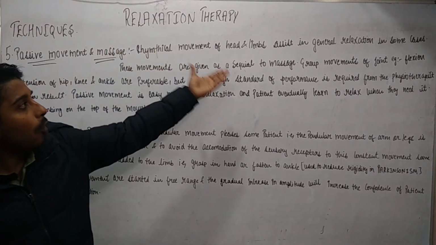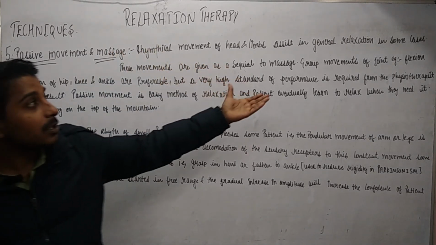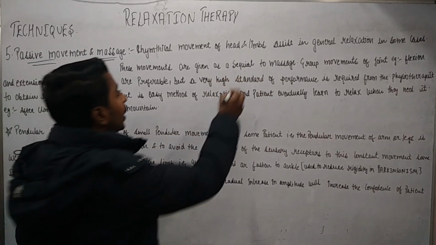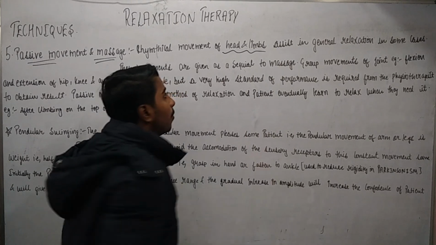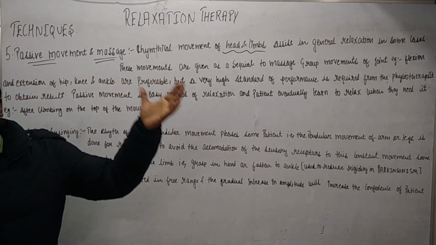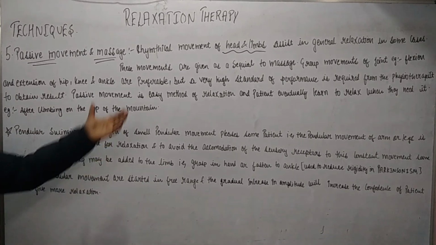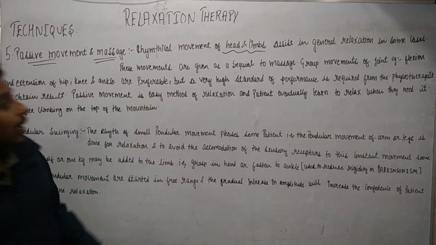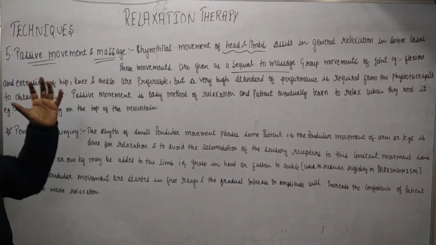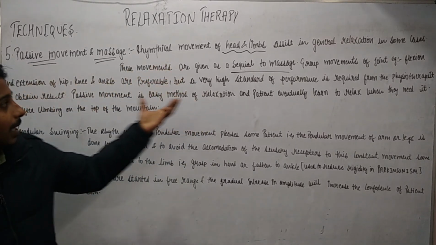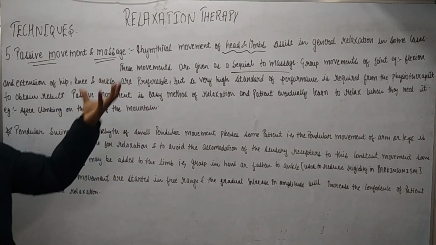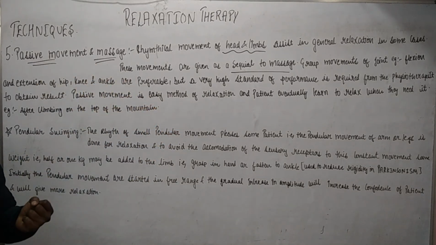Rhythmical movement of head and limbs assist in the general relaxation in some cases, that is we can give the passive range of movement of the head and limbs, okay, which will assist in the general relaxation, okay. These movements are given in a sequel to massage, okay. So we are first of all doing massage and then we are giving the passive range of motion, that is it is the follow up of the massage therapy, okay.